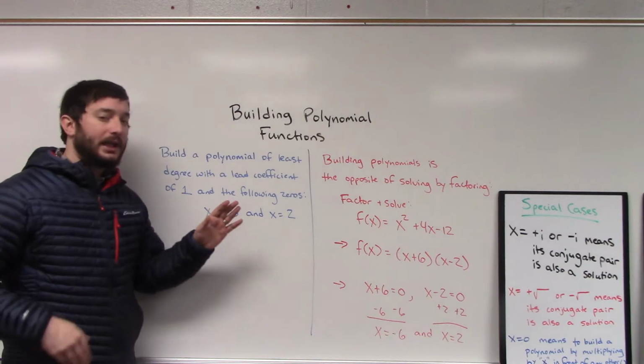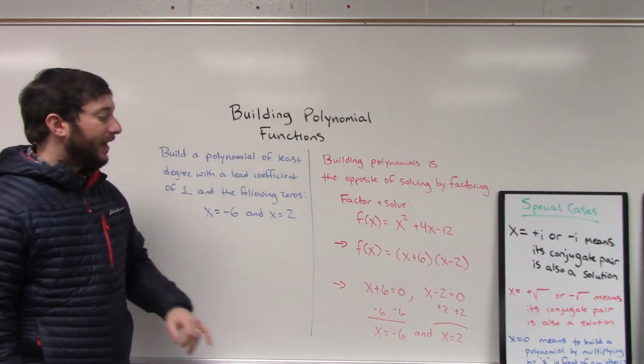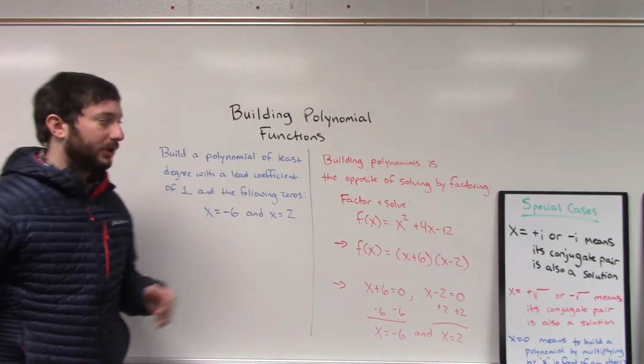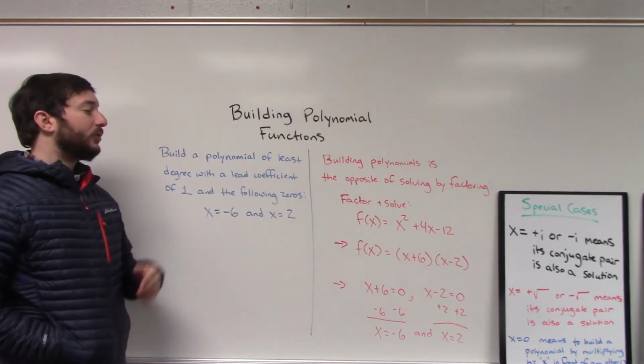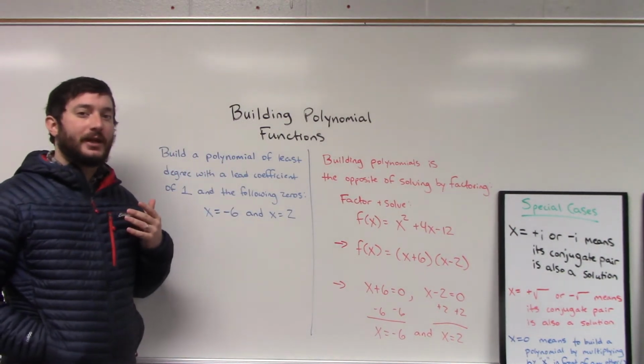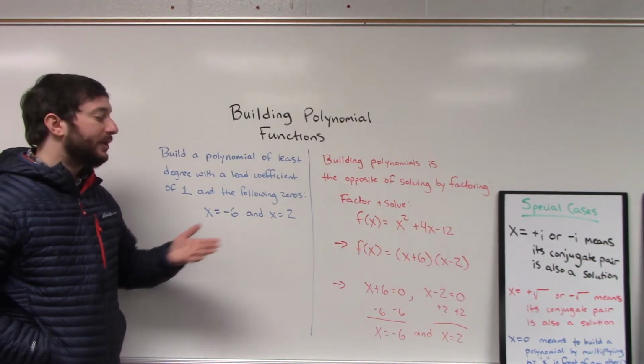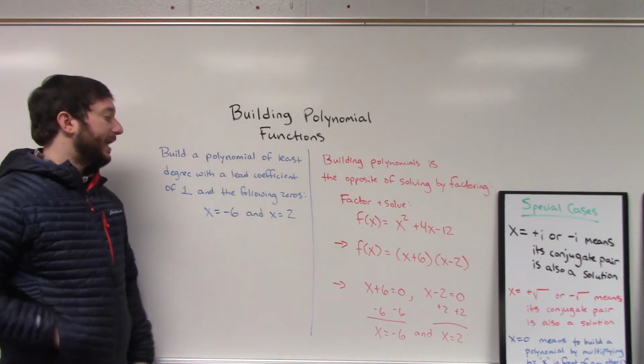This is how we've solved by factoring in the past. Today, we're going to work in reverse, meaning if I give you roots or zeros or solutions, you should be able to work backwards from what you've done so far and build back up that polynomial function where these roots, zeros, or solutions came from.